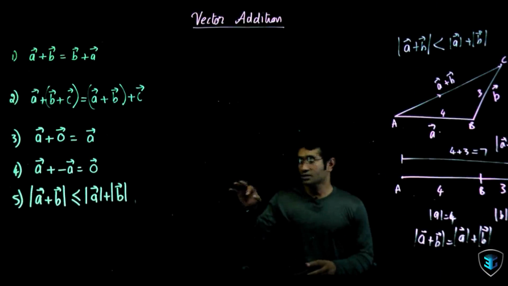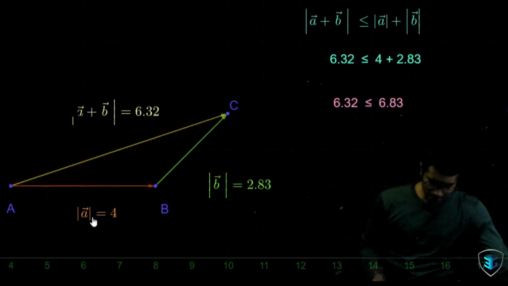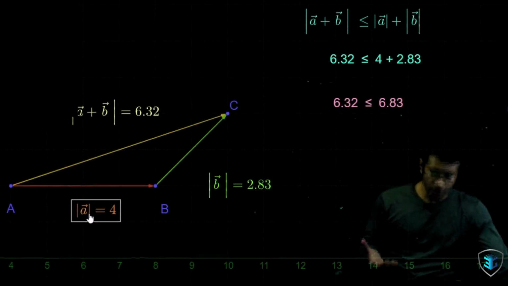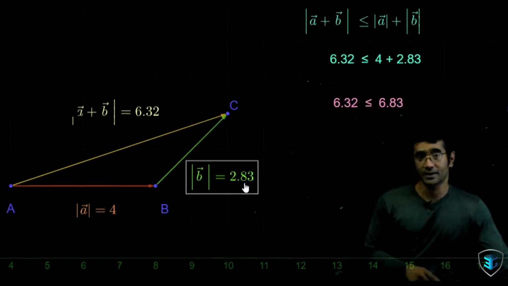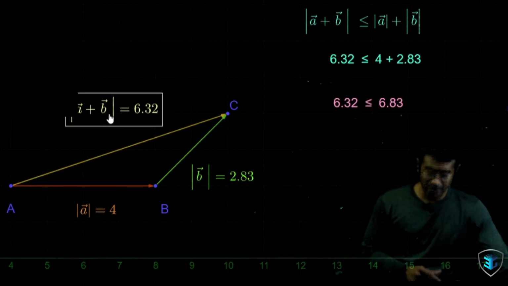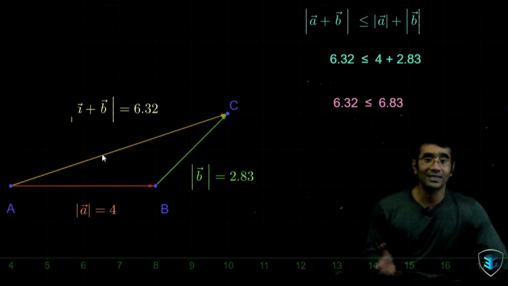Well, yes, let's talk about the third property with the graphic diagram. Here I have vector AB, whose modulus is 4, that's vector A for me, and that's vector B whose modulus is 2.83. Now when I add these two, I get a vector AC. Right, that's the resultant. The modulus of vector A plus vector B is nothing but 6.32. That line is what I'm talking about, vector A plus B.